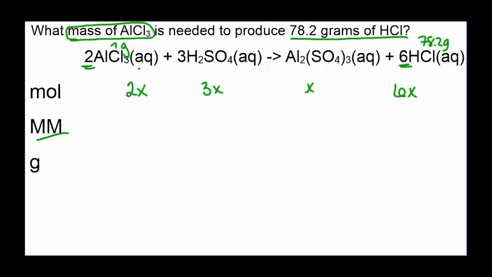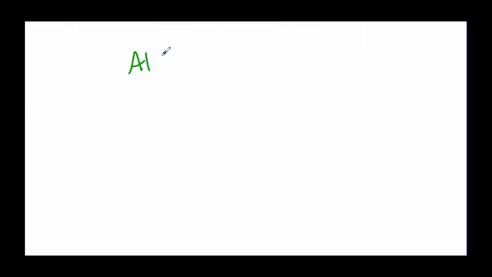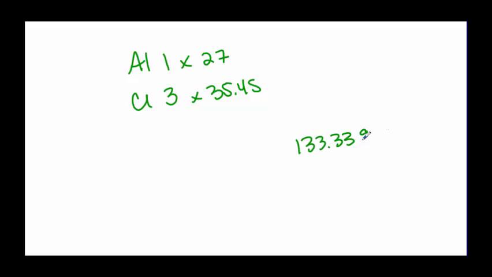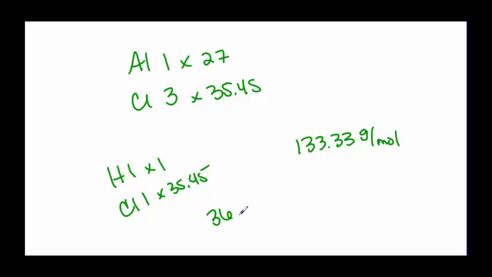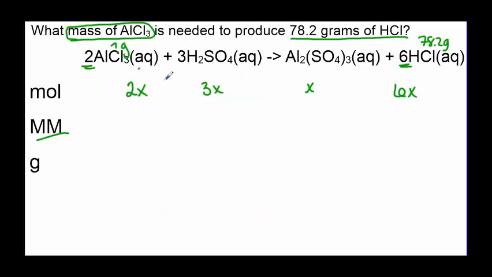Alright, so now I need my molar mass. So for aluminum chloride, I've got 1 aluminum and 3 chlorine times my molar masses. I'm going to add all of that up, okay, and so I'm going to get 133.33 grams per mole. I'm going to do the same thing for HCl. I have 1 of each. Okay, and I'm going to get 36.45 grams for HCl. So there's where my numbers are coming from, 133.33 and 36.45.